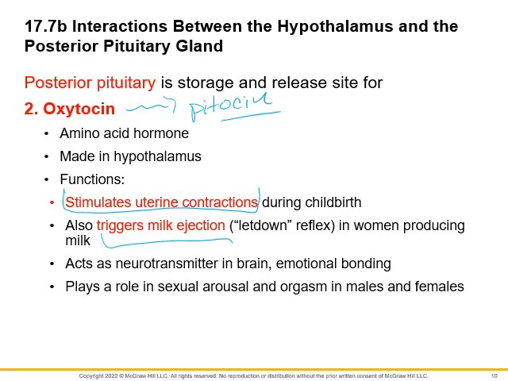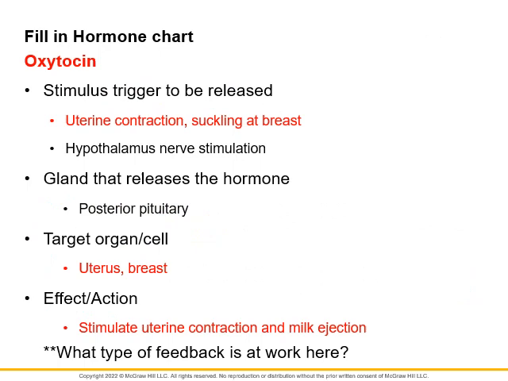So what's interesting is that oxytocin is a hormone, but it can also act as a neurotransmitter and signal the brain. So this is emotional bonding. This is the cuddle hormone. This also plays a role, you can see there, in sexual arousal and orgasm in males and females. So lots of functions here. We're going to stick to these two. When we talk about reproduction, we'll come back and visit some of these other topics.